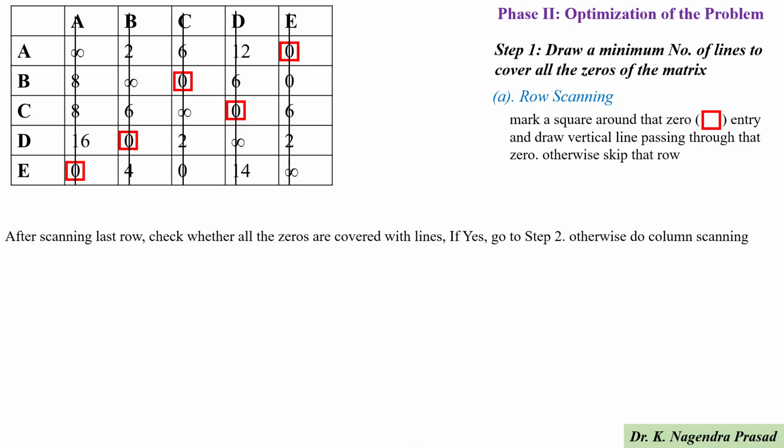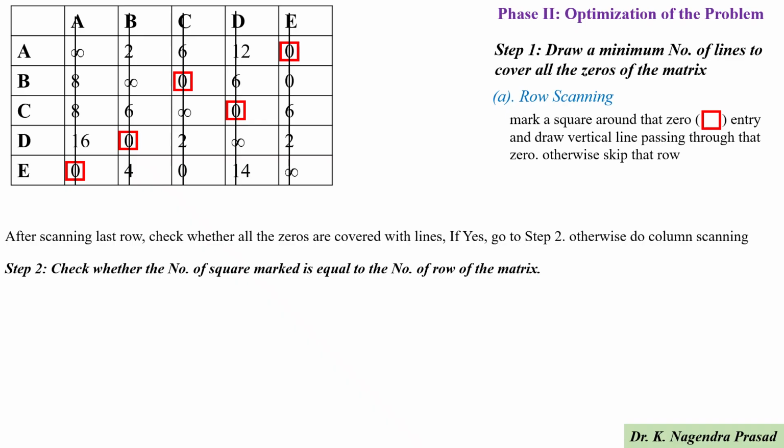So after scanning of the last row, check whether all the zeros are covered with the lines. If yes, go to step 2. Otherwise, do column scanning. Here, after scanning of the fifth row, all the zeros are covered with the lines. Then, no need of the column scanning. Directly we have to go for step 2.